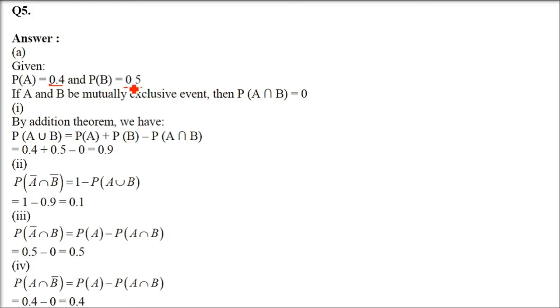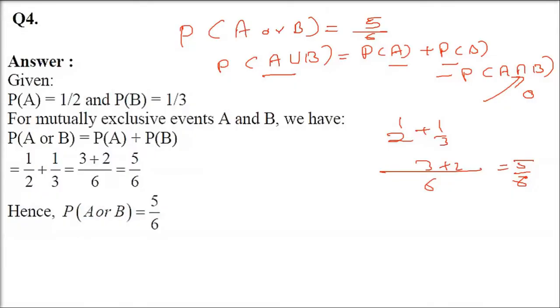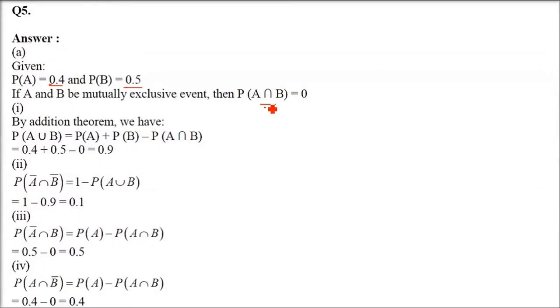First is P(A union B), then P(A complement intersection B complement), P(A complement intersection B), and P(A intersection B complement). What do we have here? These are mutually exclusive events. Since it is given clearly, A intersection B is going to be 0. So directly go with the formula P(A) plus P(B) minus P(A intersection B), which is 0. So this is 0.4 plus 0.5 minus 0, that is 0.9.